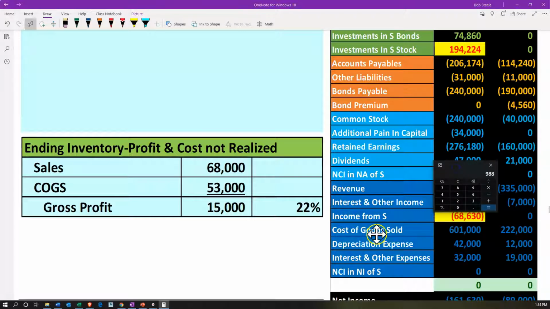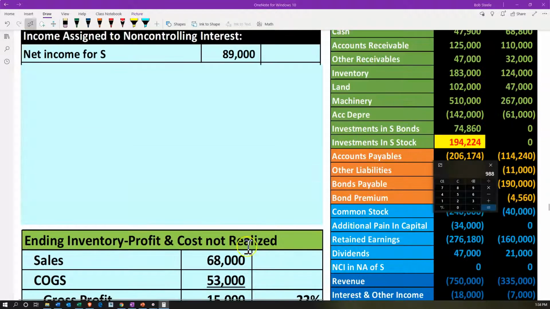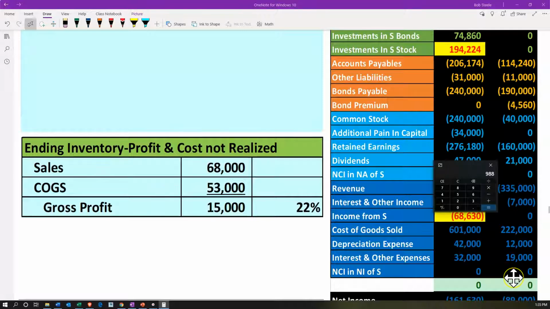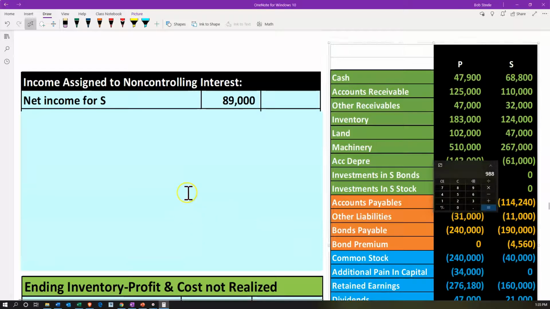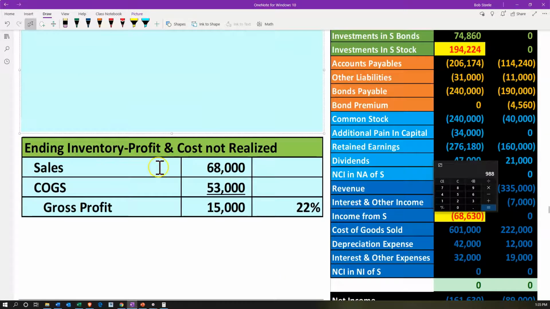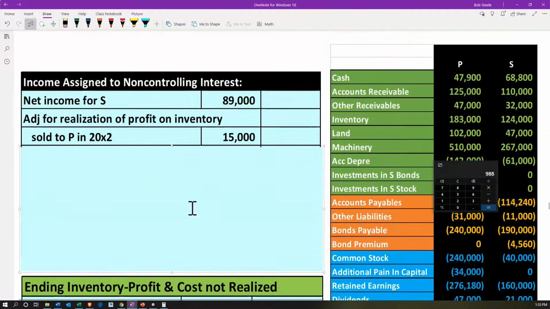Once again, we'll see some of this when we start to do that first journal entry, when we make some of these adjustments, so we'll repeat some of that in there. But we want to look at this with regards to a table. So there's that 89,000, the net income for S that we would think we would just be allocating between the 25 and the 75, non-controlling and controlling interest respectively. But we're going to have some adjustments to make. So that 89,000, we're going to have the adjustment for realization of profit on inventory sold to P in 2000X2. That's going to include this transaction we saw when we did those intercompany inventory transactions. We're picking up this 15,000 once again.